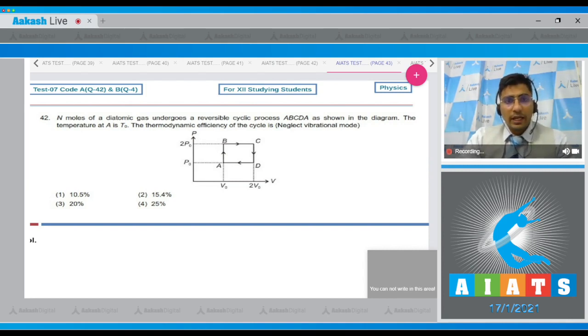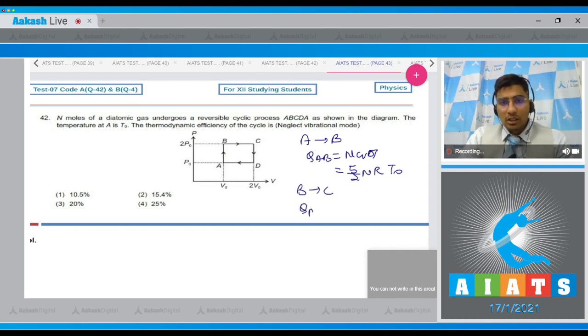Dear student, from A to B the process is isochoric, which means that the heat will be equal to nCv delta T, which is 5/2 nRT0. From B to C the process is isobaric, so the heat is given as nCp delta T, which is 7nRT0, as the temperature changes to T0.